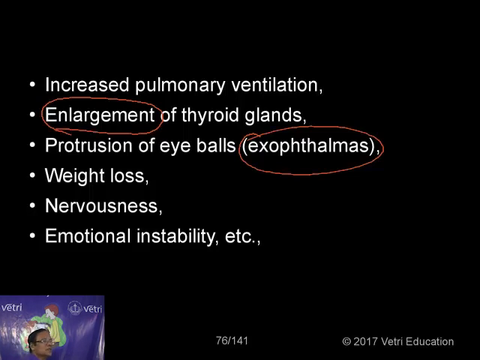In the case of these people, there is nervousness and weight loss because of increased oxidation of food materials. And also, the persons are emotionally unstable. They are unable to cope with the environment. They become angry because of the over secretion. That's called emotional instability. There is no stability in the case of emotion. They cannot control their emotions. That's called emotional instability.